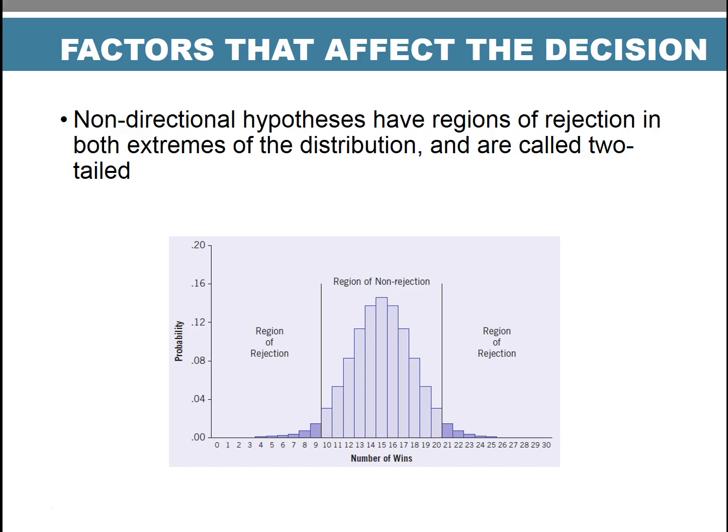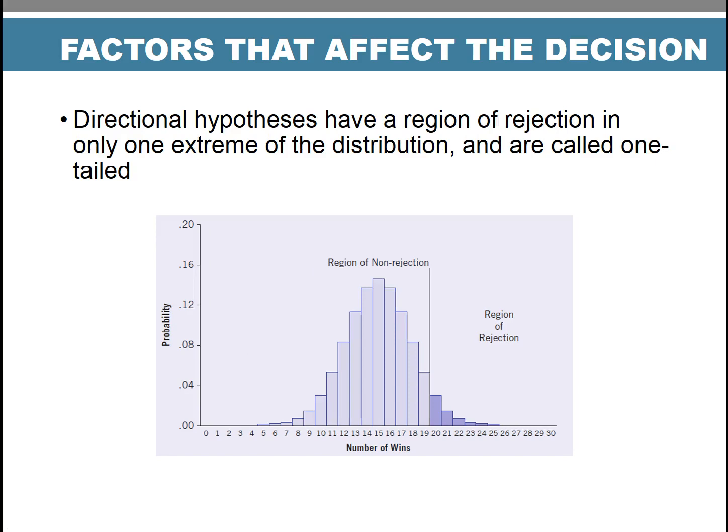With a non-directional hypothesis, remember that you have regions of rejection in both ends of the distribution. So our region of rejection is going to be positive and negative end of the distribution. But a directional hypothesis has a region of rejection in only one extreme of the distribution. This is a one-tailed test. So in this case, we only have a region of rejection in the upper end of our distribution. We're just looking for a difference that's greater than. We want it to be greater than. And that's all we're looking for.